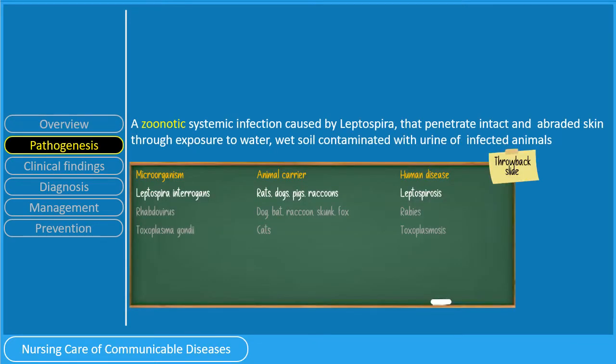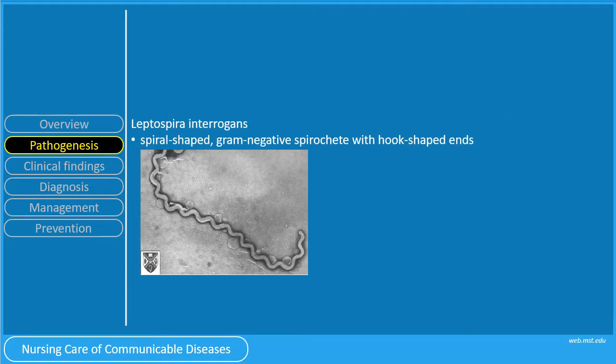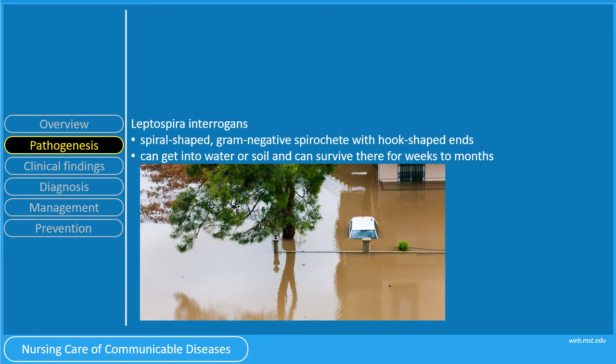From this throwback slide from the introductory topics, we note that leptospirosis is caused by Leptospira interrogans with rats, dogs, pigs, and raccoons as carriers. Leptospira interrogans is a spiral-shaped gram-negative spirochete with hook-shaped ends. It can get into water or soil and can survive there for weeks to months. As such, moisture is an important factor in the survival of the leptospires in the environment.